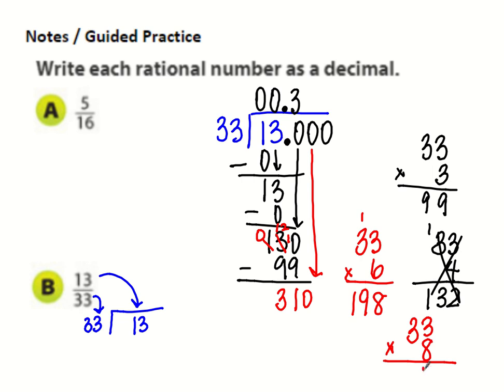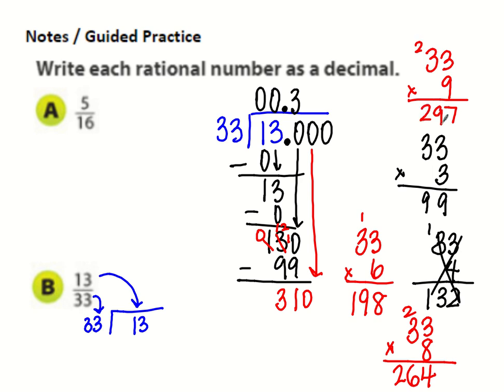8 times 3 is 24. Put your 4 down, carry your 2. 8 times 3 is 24 plus 2 is 264. Oh, so maybe it's 9. So 33 times 9, let's try that. 27, put your 7 down, carry your 2. 9 times 3 is 27, 28, 29, 297.